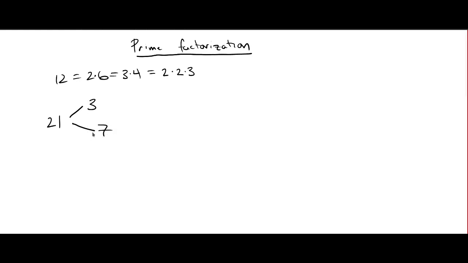Nothing goes evenly into 7 except 1 and 7. And same thing for 3. Nothing goes into 3 evenly except 1 and 3. So 21 equals 3 times 7. This is a prime factorization of, excuse me, of 21.